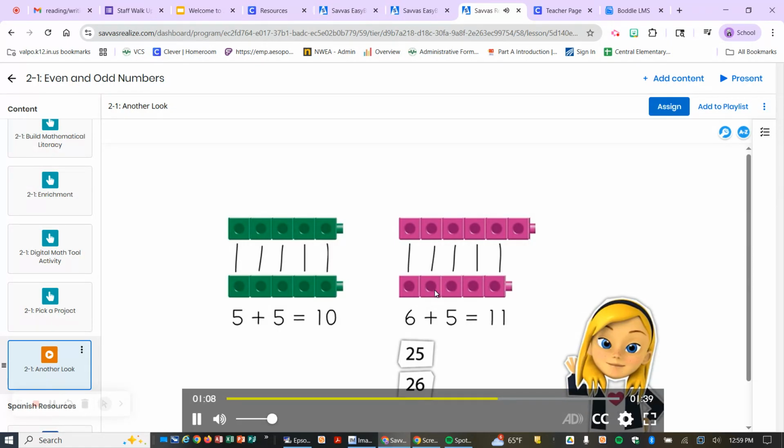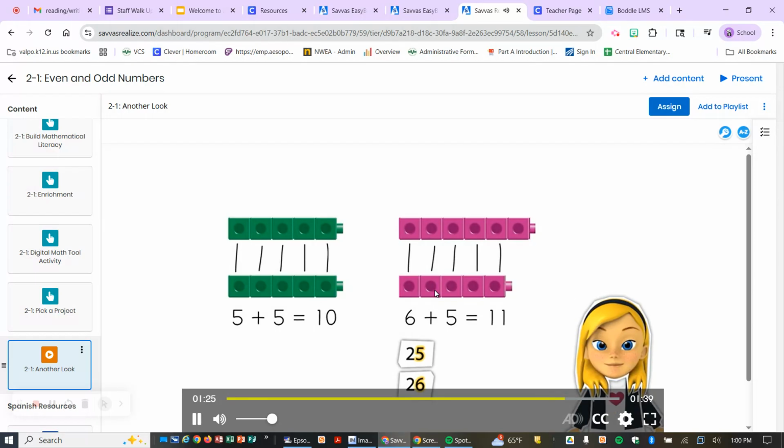That's easy. Just look at the ones digit. Right. If the ones digit is even, then the whole number is even. If the ones digit is odd, the whole number is odd. So 25 is an odd number, and 26 is an even number.